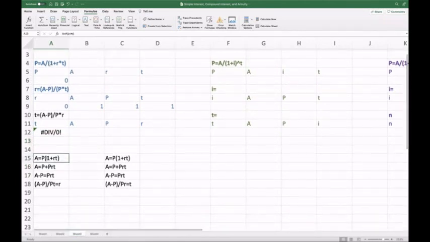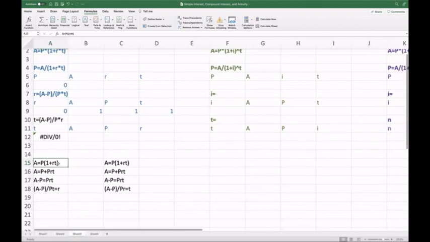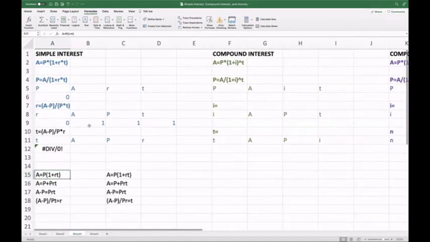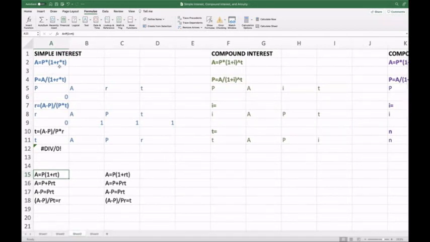So you notice I did not use an asterisk because I'm just trying to find the formula, right? I'm sorry, this is for the R and this is for the T. For the P, class, it's easy. It's just easy because you just divide both sides by 1 plus RT. That's why P is equal to A divided by 1 plus RT, if the question asks you about the principal.